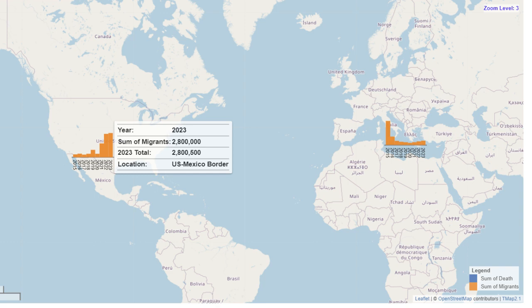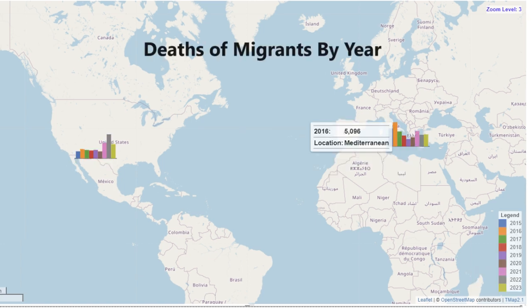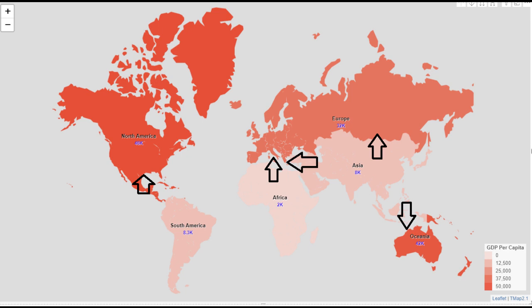Let's see the trends of migrants across the United States-Mexico border and the Mediterranean during the last 9 years. At the United States-Mexico border, the number of illegal migrants increases year by year. In just the first 9 months of 2023, there were already 2.8 million. But in the Mediterranean, the number of illegal migrants is going down year by year from the 2015 peak of 1 million. This means that border control in Europe is more effective. Another consequence is that every year thousands of migrants die in the Mediterranean and hundreds die across the United States-Mexico border.